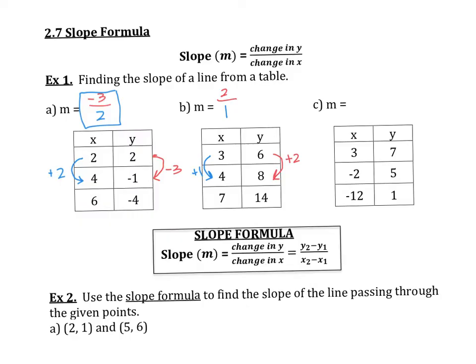For the change in x, from 3 to 4, I'm going up 1 unit. Change in y over change in x. 2 divided by 1 is actually 2. So my answer is just 2.